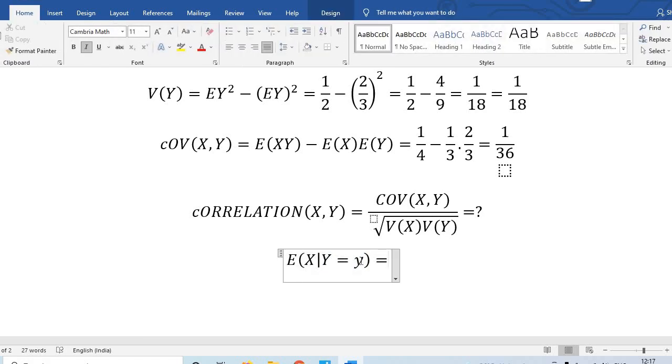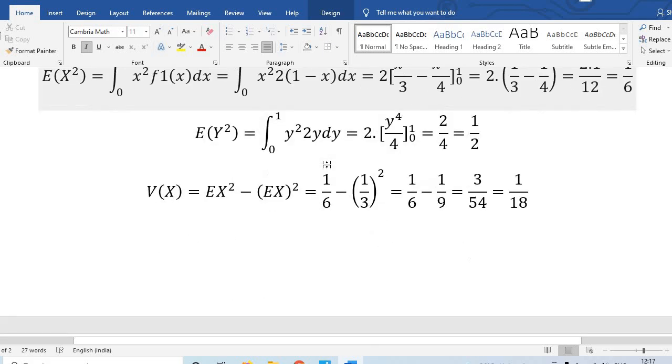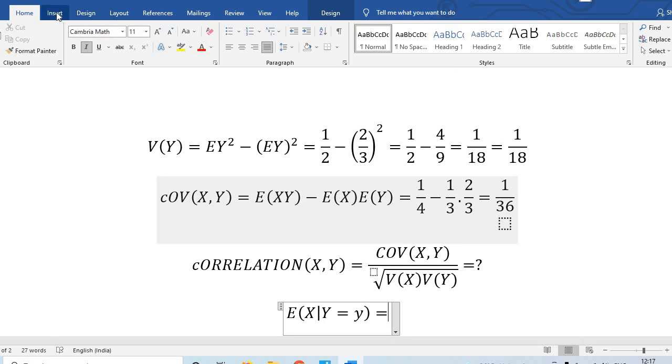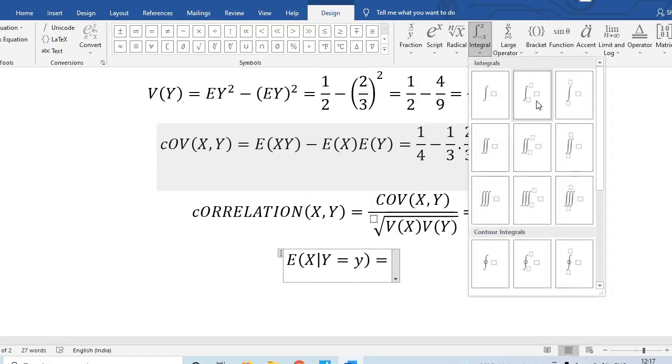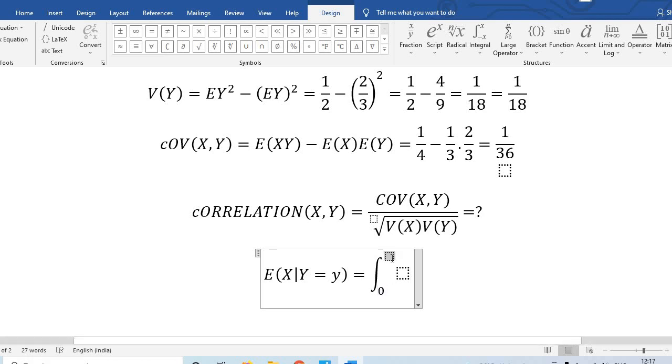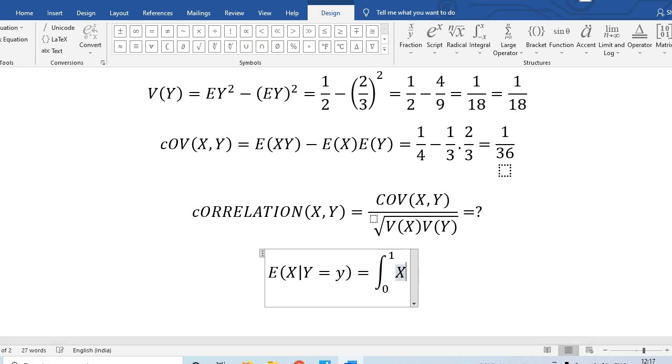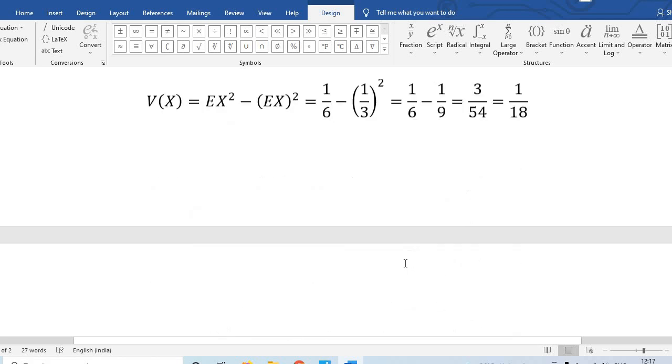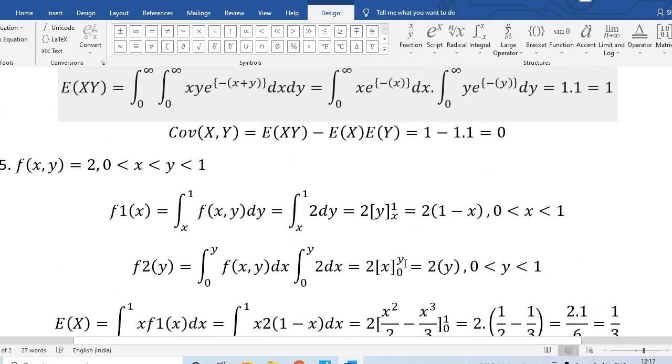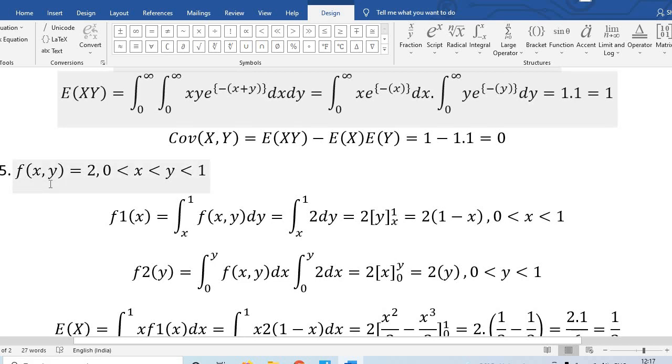Expectation of x given y equal to y, that equal to the integral from zero to one of x into f of x given y equal to y.